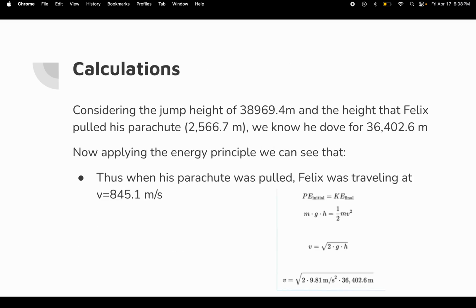Using the energy principle, where initial potential energy equals final kinetic energy, we can solve for velocity, which is v equals the square root of 2 times g times h. And then plugging in our free fall distance, the theoretical final velocity at the moment he pulls his parachute is 845.1 meters per second.